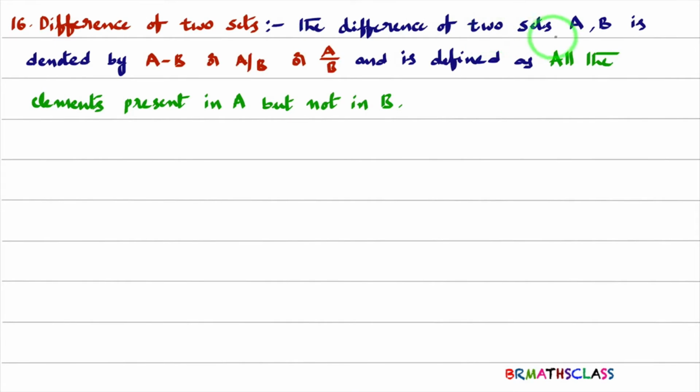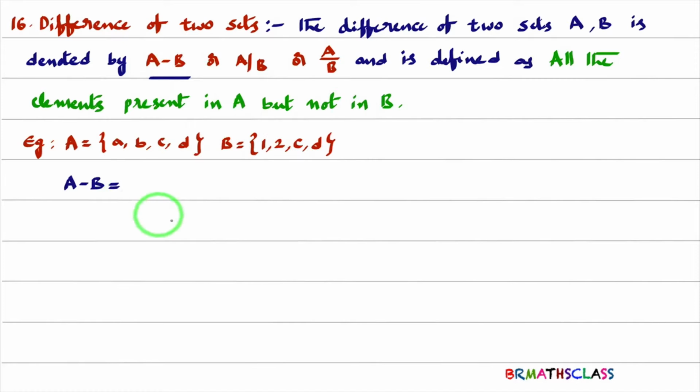The difference of two sets A, B is denoted like this, A minus B, or A by B. This is the notation of the difference of two sets. Generally, we use this notation. The difference of two sets A, B is denoted by A minus B. And A minus B is defined as all the elements present in A but not in B. What is A minus B? A minus B is defined as all the elements which are present in A but not in B. We will try to understand this with an example. You observe here, I consider two sets A and B.